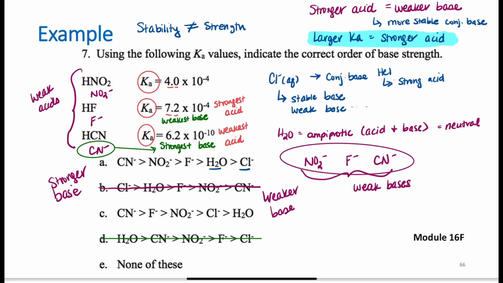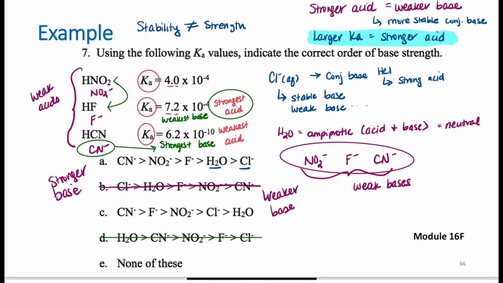Now, before I talk about the water and the chloride, I can even figure out the answer here. Looking between these two, I know that the HF is stronger of the two of these, which means this is the stronger base of the two of these. The nitrite specifically is a stronger base than the fluoride. So I know right now that my answer needs to be A. I've got the cyanide, then the nitrite, then the fluoride, then the water, and then the chloride.